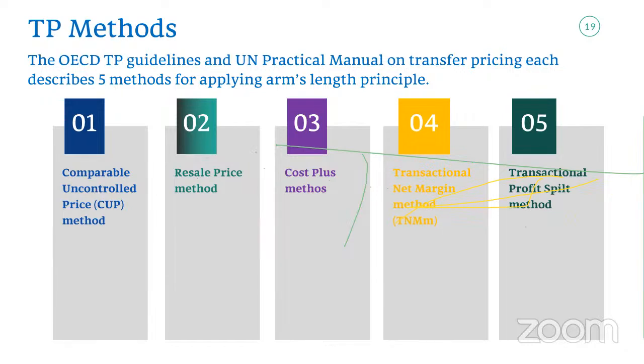You have the comparable uncontrolled price method. You have the resale price method. You have the cost plus method. You have the transactional net margin method, and you have the transactional profit split method. You see, each of these methods has where and when you can actually use them. And in using them, it's not cast in iron that this is the method that will be used for this particular transaction. There are certain things that need to be done to know which method fits a particular intercompany transaction.